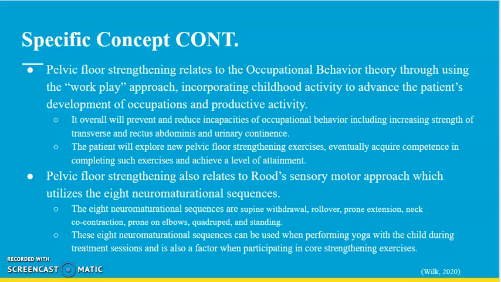Pelvic floor strengthening also relates to Rood's sensory motor approach, which utilizes the 8 neuromaturational sequences. The 8 neuromaturational sequences are supine withdrawal, rollover, prone extension, neck co-contraction, prone on elbow, quadruped, and standing. And these 8 neuromaturational sequences can be used when performing yoga with the child during treatment sessions, and it is also a factor when participating in core strength exercises.